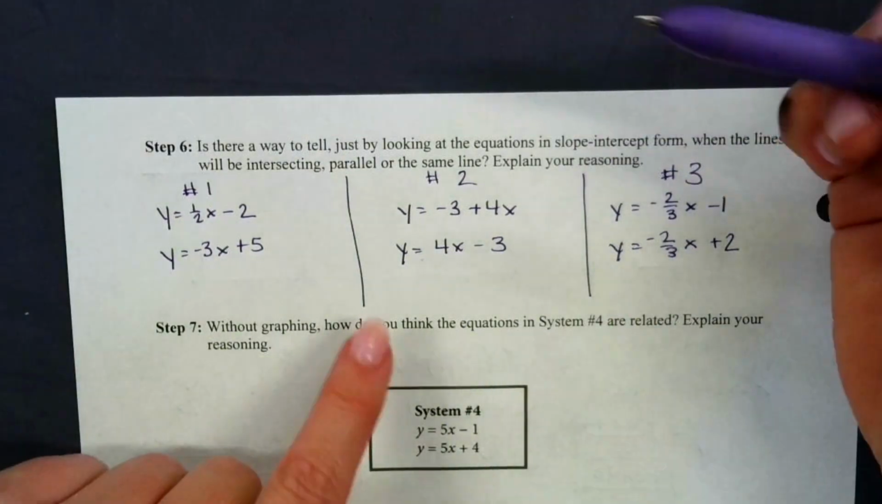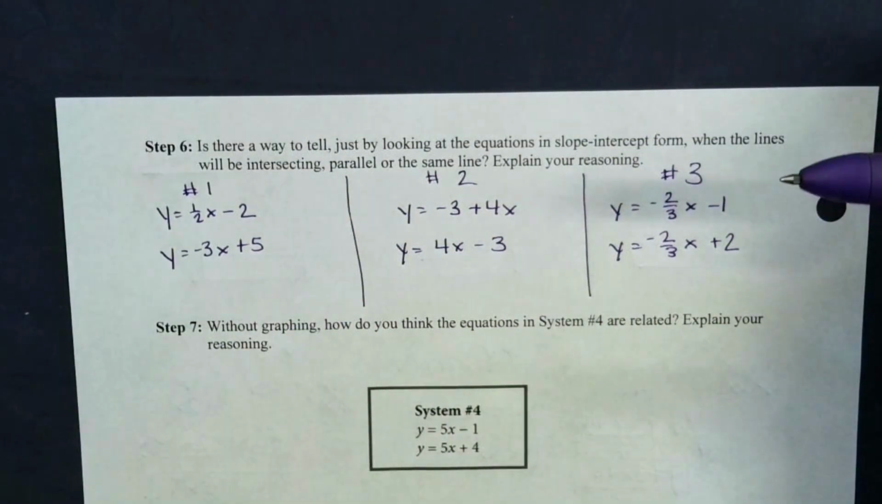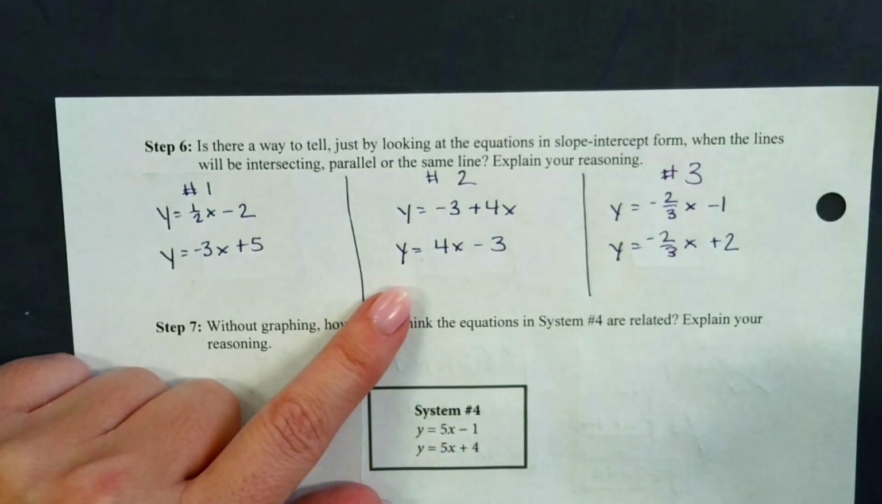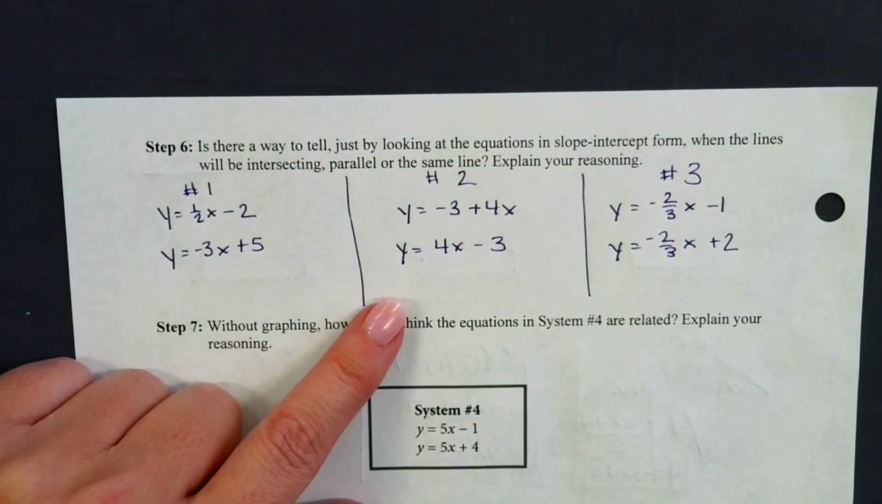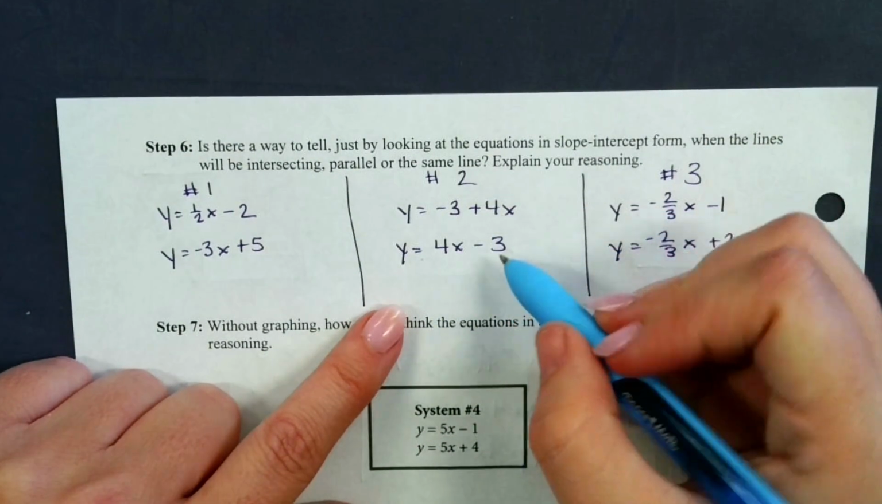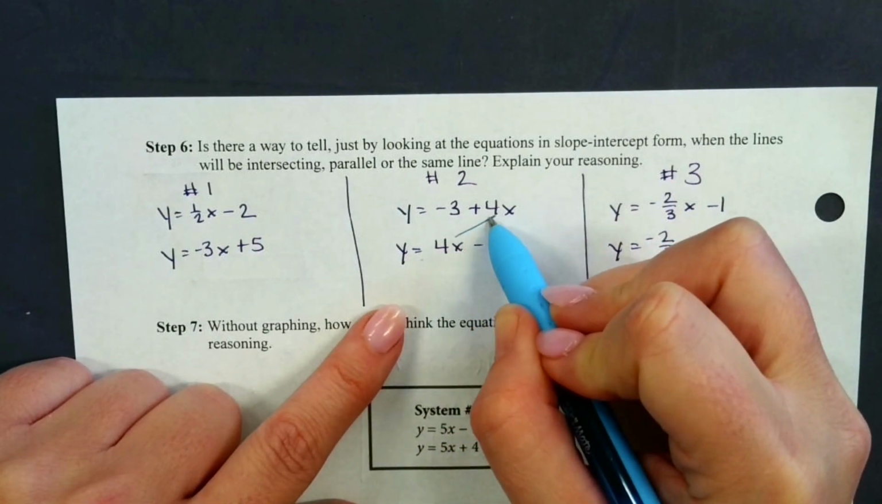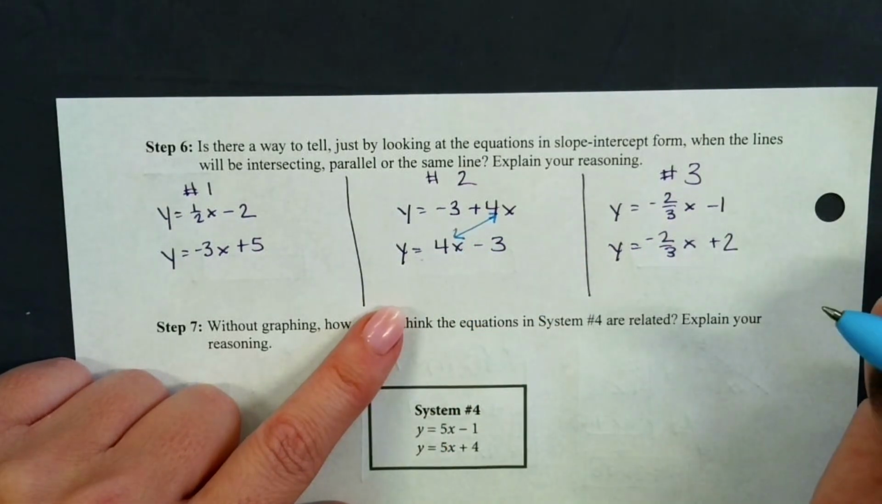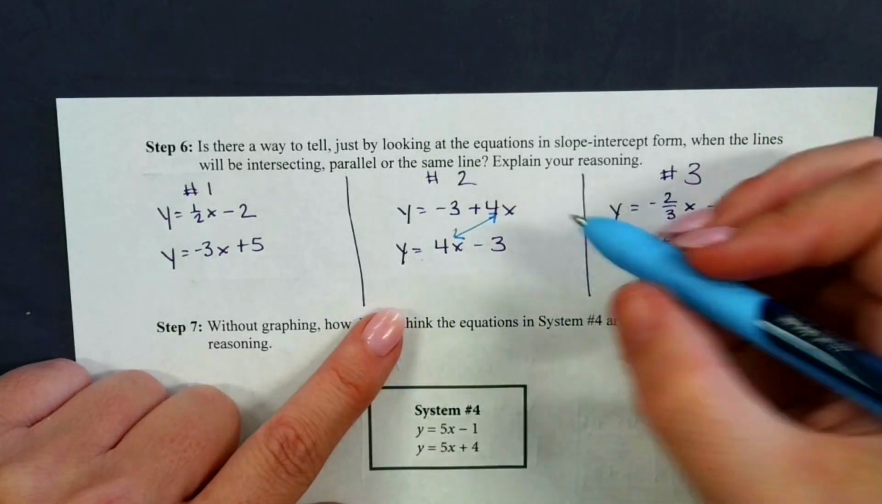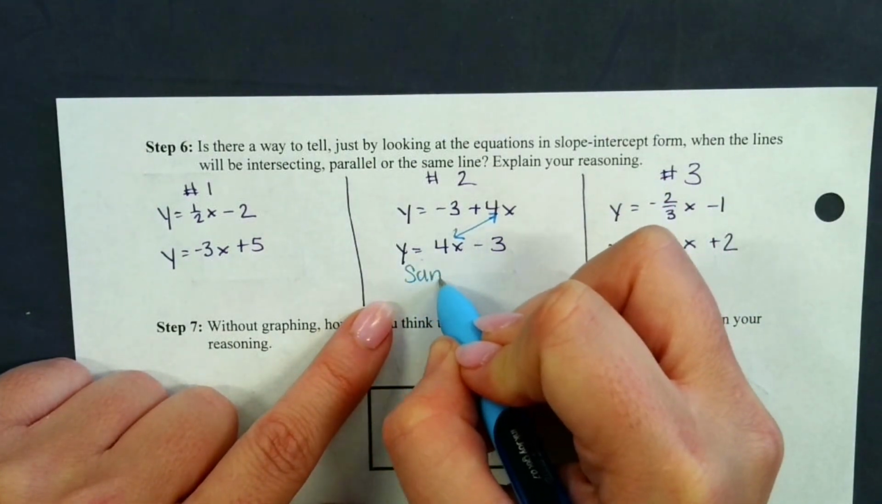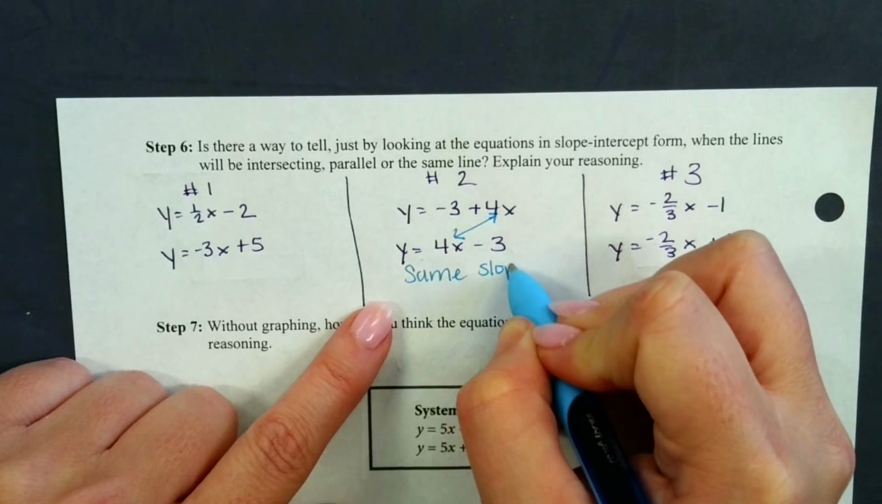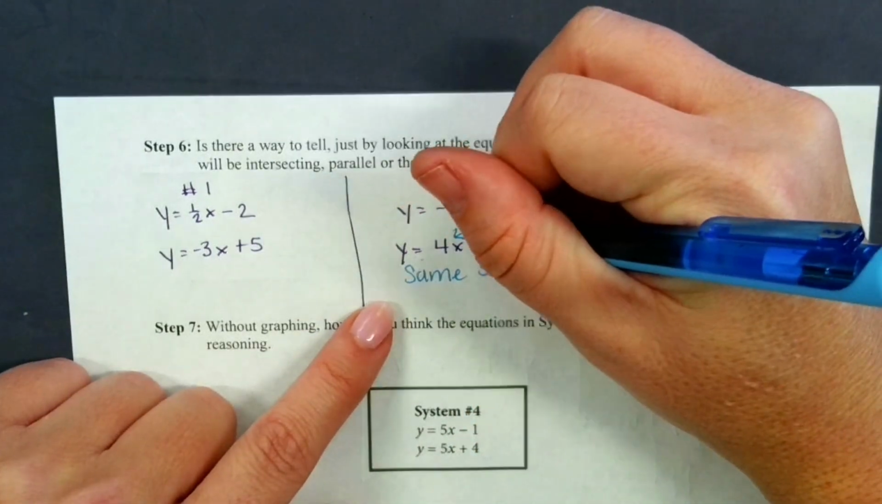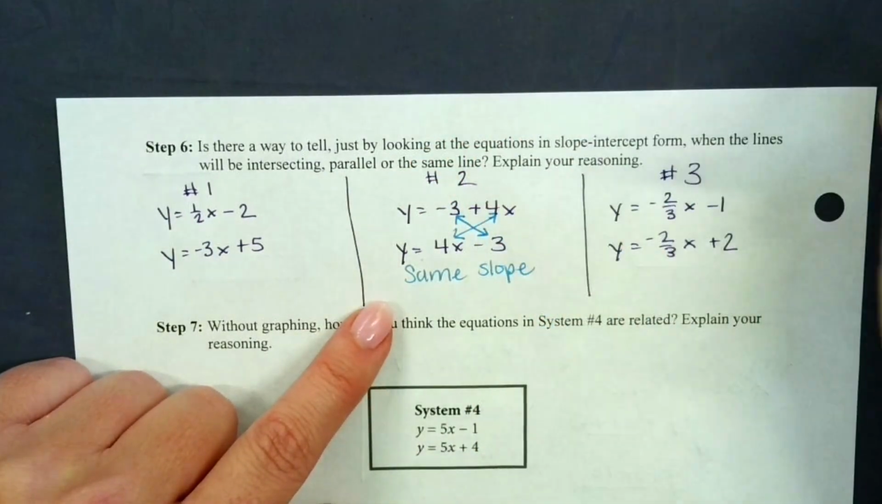So let's take a look at these. Let's start off with the same line one. That one I think is really easy to see. Look at your x's, which is your slopes. What do you notice about the slopes? They're both the same, so we could say same slope. Okay, now what do you notice about their y-intercepts?